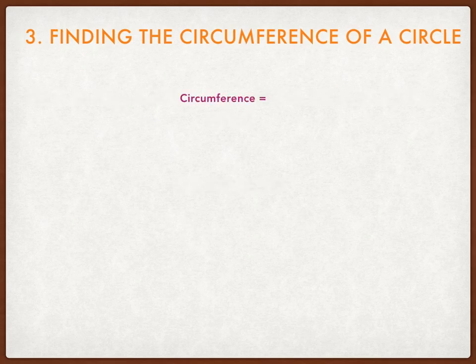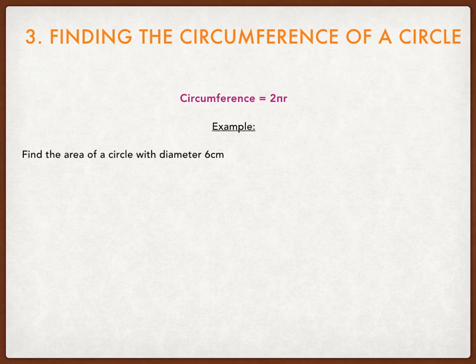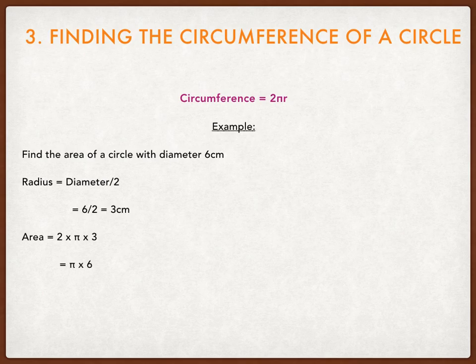Okay, so now we'll do an example where we're given the diameter instead. So here we have a circle with diameter 6. Now remember that's 2 times the radius, so we'll just divide it by 2 to get 3 centimetres. And I'll plug this into the formula at the top. So 2 times pi times 3 is the same as pi times 6, which is 6 pi, and we just plug pi and 6 into the calculator and we get 18.84 centimetres.